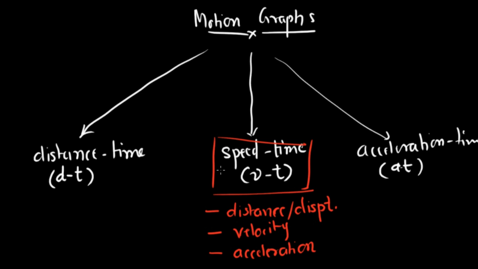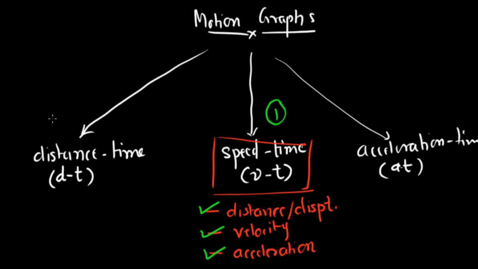So the speed time graph helps me in measuring three different important aspects of the motion of an object. Distance, velocity, and acceleration give me an overall view of the motion of an object. That's why it's called an important motion graph. As I told you, in order of importance, the speed time graph or the velocity time graph comes first.